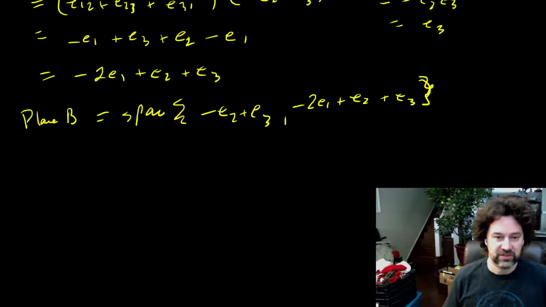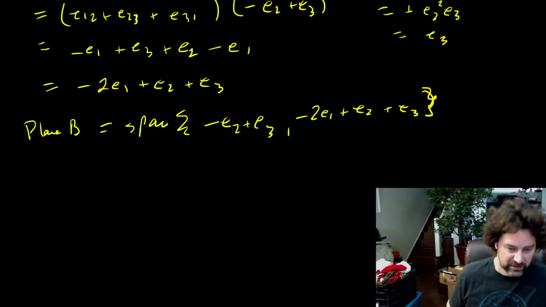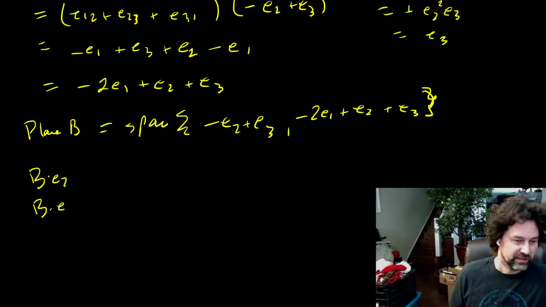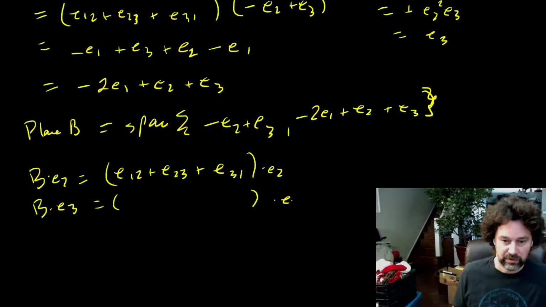And you might think that we just got lucky by picking one vector. We could do the same kind of thing by picking e2 or e3 as the vector and dotting that. So if we took b dot e2, b dot e3, with b being e12 plus e23 plus e31, dotted with e2, dotted with e3.